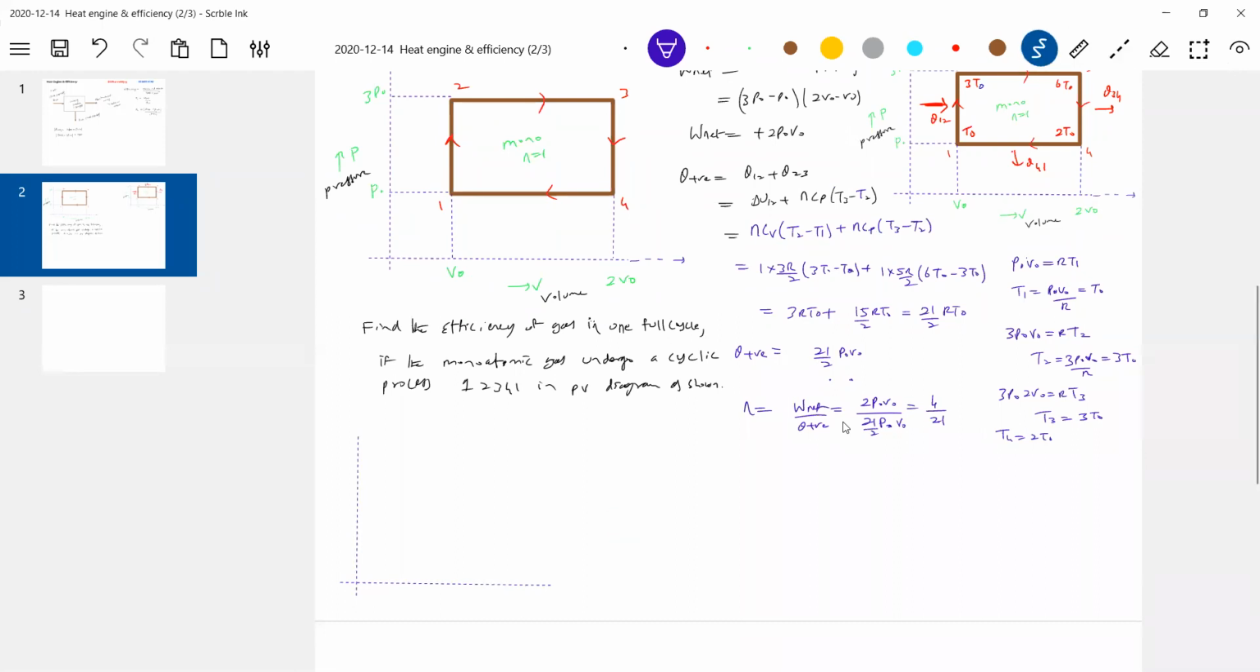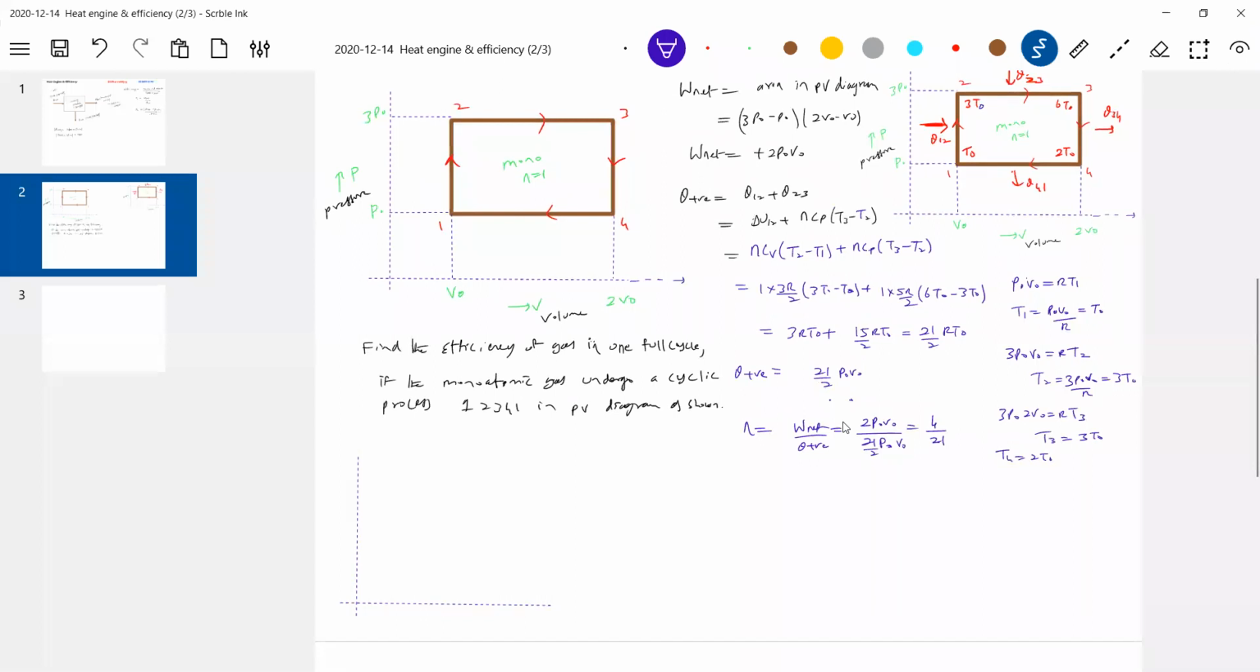What is path 1, 2? Path 1, 2 is isobaric. So what are you plotting? Pressure versus temperature. Let's say that there's a pressure. Please do notice, very important. This is what we have: temperature. Temperature will start with T naught, 2 T naught, 3 T naught.